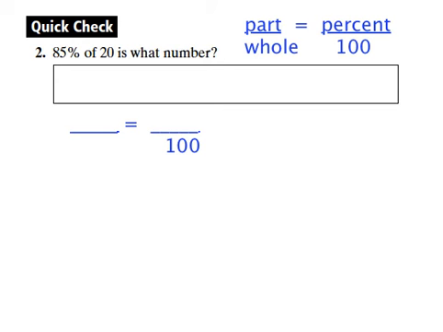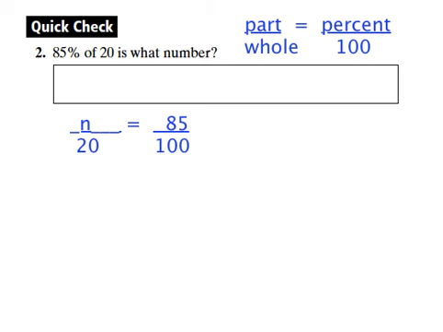In this particular problem, we know the percent, 85%. So we're going to write that on the top of the second ratio over 100. We also know the whole because the whole follows the word of. 20 is our whole, so that's going to go on the bottom of the first ratio. What we don't know is the part, so that's going to be our variable. So we have n over 20 equals 85 over 100.